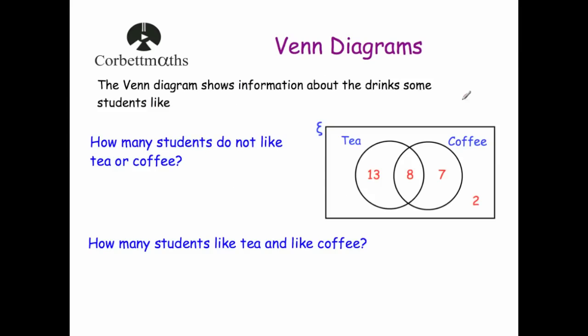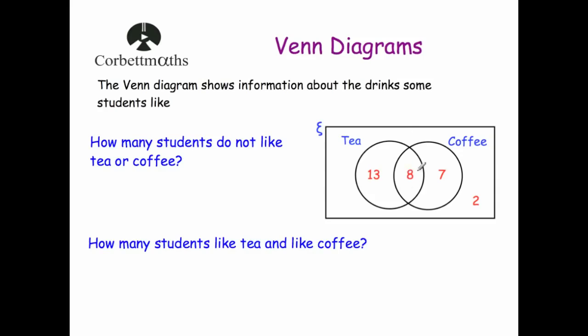Okay, let's have a look at another question. The Venn diagram shows information about the drinks that some students like. Okay, so some students were surveyed and this is the type of drinks they like. The first question says, how many students do not like tea or coffee? Okay, so if you can see here, the first circle here is anyone that likes tea. So these 13 people and these 8 people all like tea. The 8, well, it's both tea and coffee.